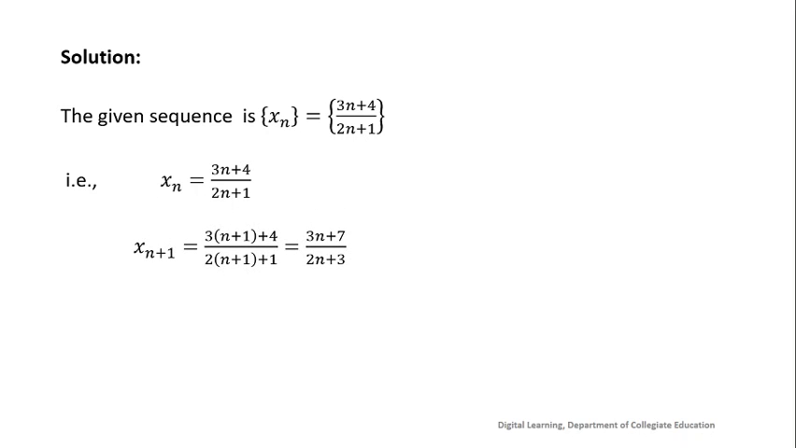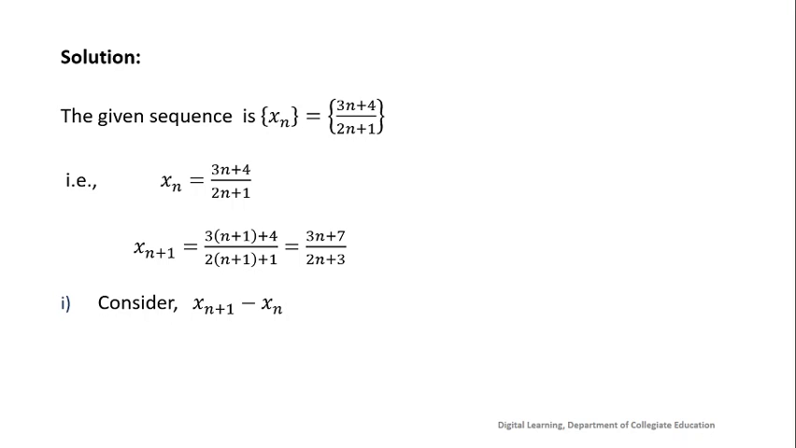Here replace n by n plus 1, we will get xn plus 1 equals (3 of n plus 1 plus 4) by (2 of n plus 1 plus 1). On simplification, we will get (3n plus 7) by (2n plus 3).